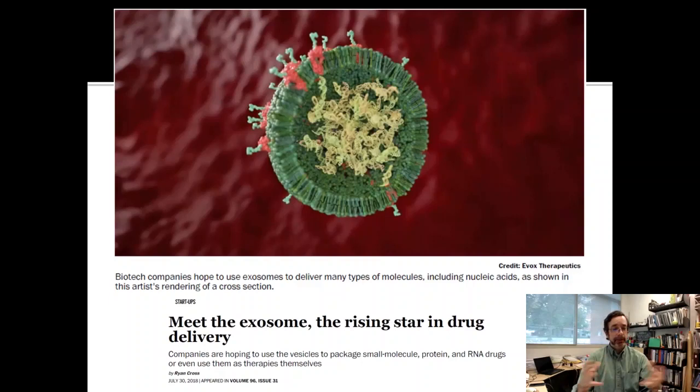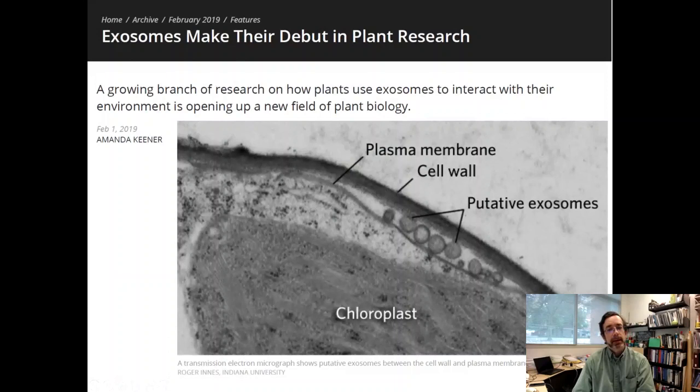These are called exosomes. And you see that this is a good picture of one. It has a membrane around it that's like a little hollow bubble with water on the inside. And you can put hydrophilic things in there. Right there, they've put nucleic acids in there. And you can put stuff on the surface that will send it to certain places. And you can see them in plants.